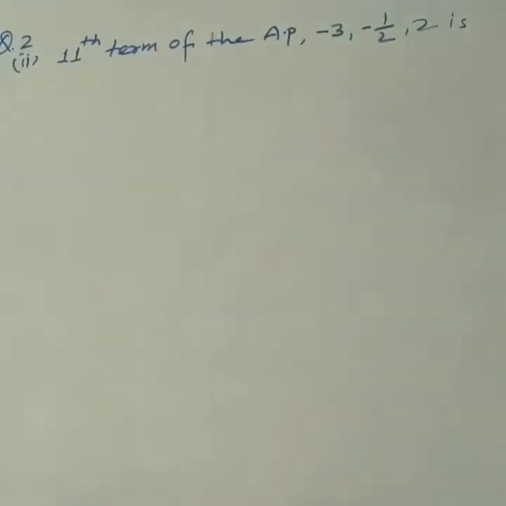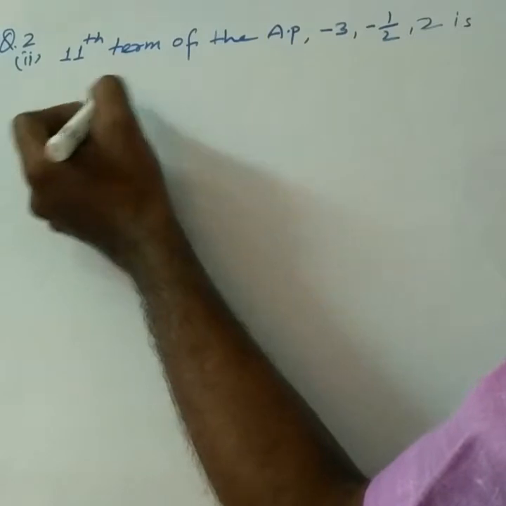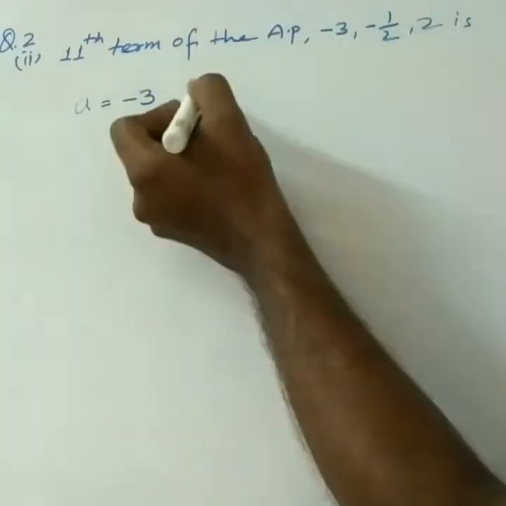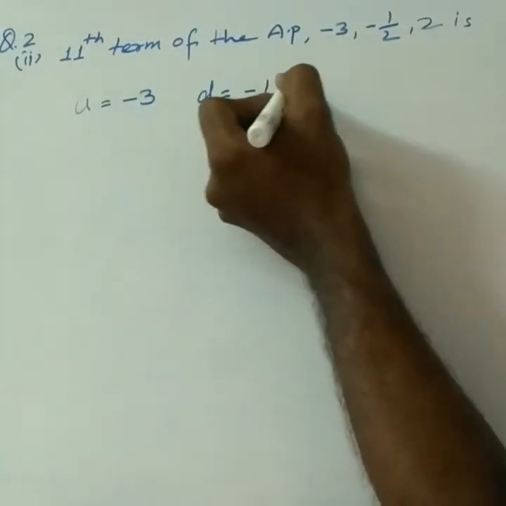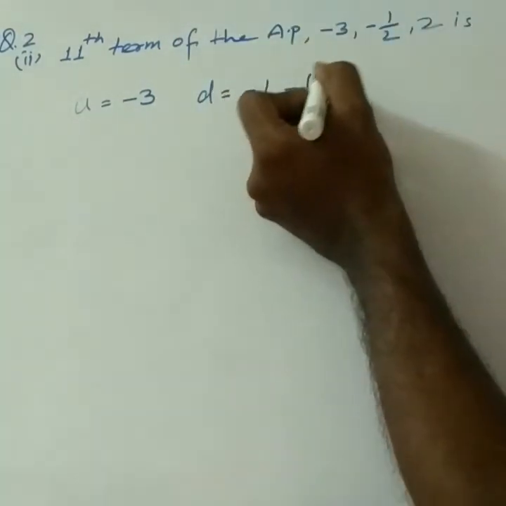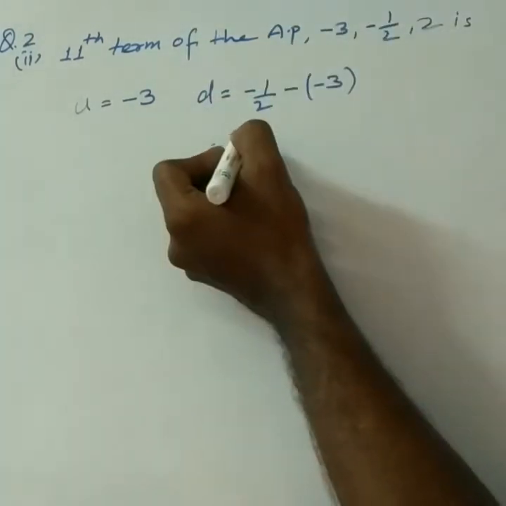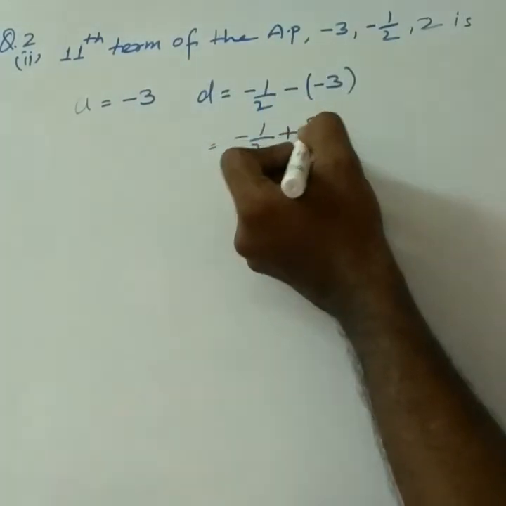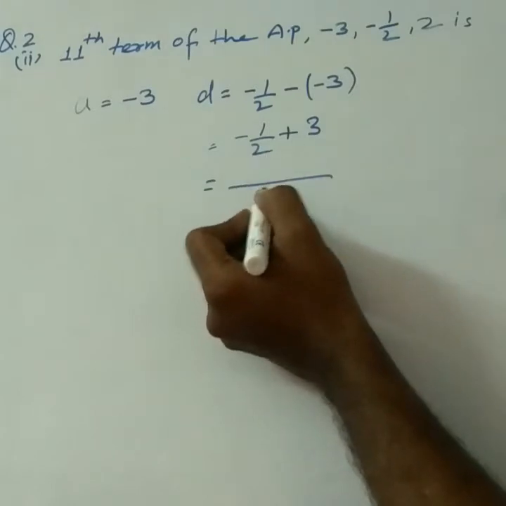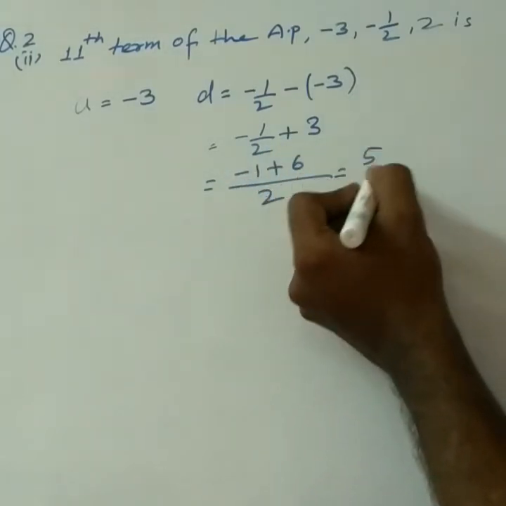Here we have to find out the 11th term of this AP. The first term is minus 3. So a equals minus 3. Now d. D will be the second term minus the first term. It is minus 1 by 2, minus minus becomes plus 3. Take 2 as LCM, minus 1 plus 6. That is 5 upon 2.